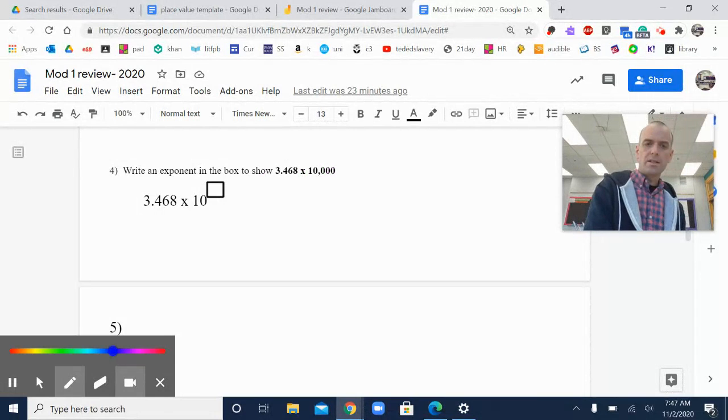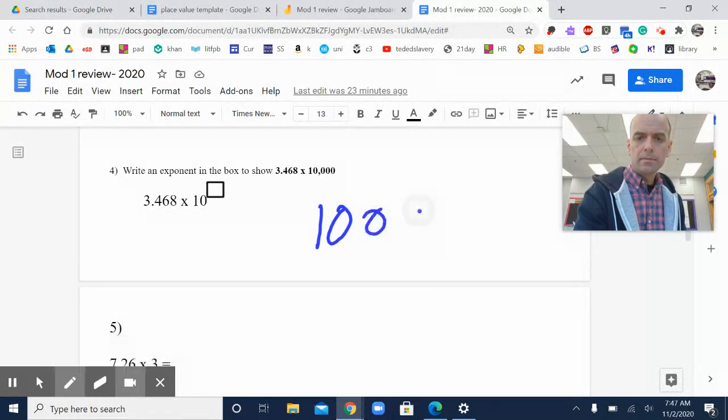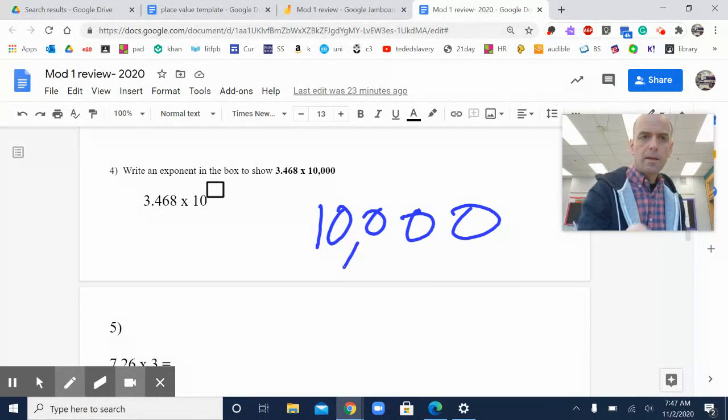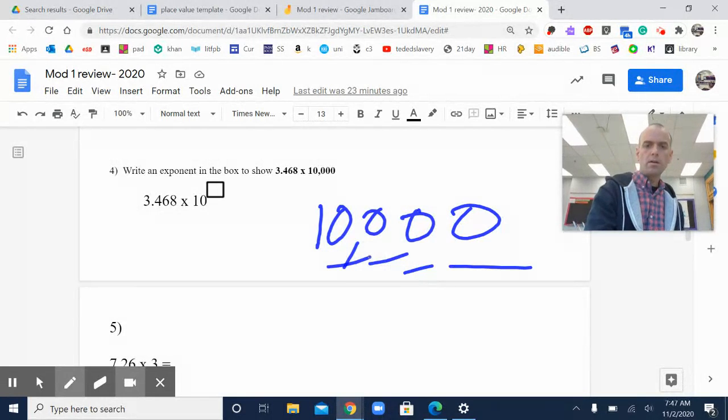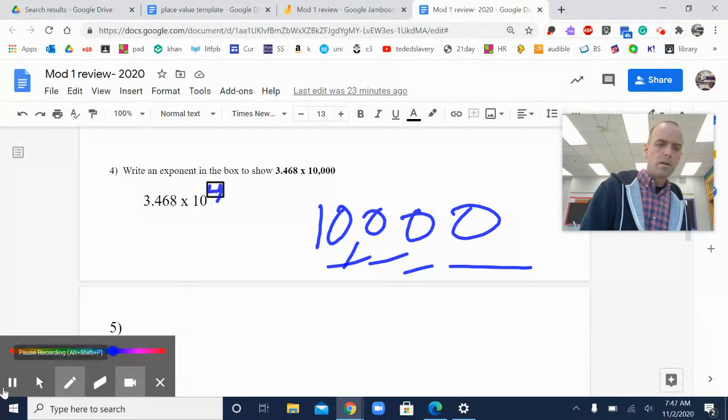Number 4 says, write an exponent in the box to show 3.468 times 10,000. So it just wants you to turn 10,000 to an exponent. So 3.468 times 10 to the. So you just write out 10,000, right? And how many places of 10 does it have? 1, 2, 3, 4. So it's 10 to the 4th. So you put a 4 there. 10 to the 4th. Moving on.